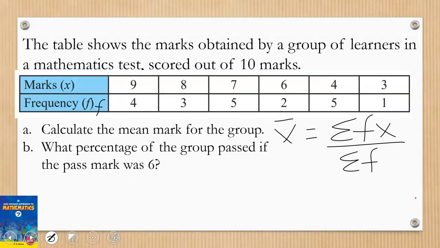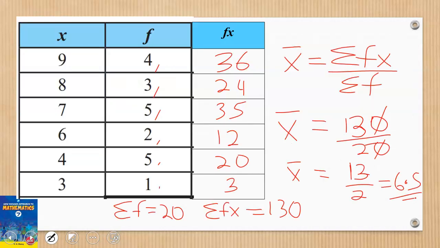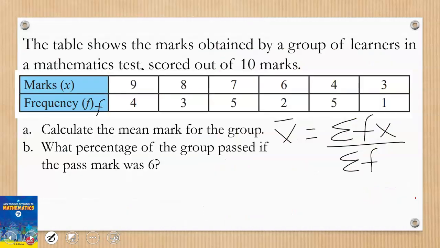So for this very data that we have here, the mean mark, because we're talking about marks, the mean mark for the whole class is 6.5. Now our next question is to find what percentage of the group passed if the pass mark was 6.